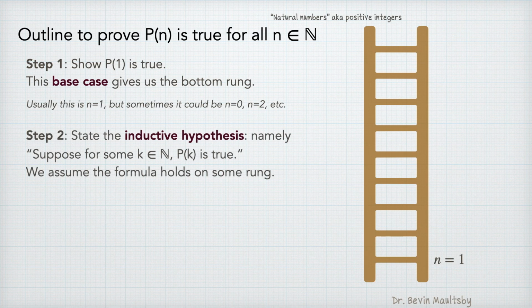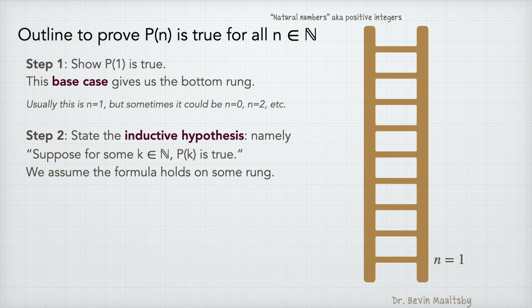The next step is where I think induction is really beautiful. What we do is we state what's called the inductive hypothesis. There is no proof in step 2. All you do in step 2 is you make a statement, and I've given you here the typical form for it, so it almost always sounds exactly like this sentence here. Suppose that for some k from the set of natural numbers, P of k is a true statement.